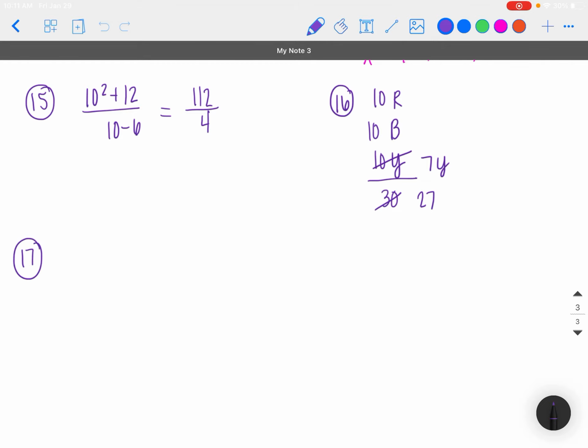17. Slope. Subtract your y's on top. So 1 minus negative 3. X's are on bottom. Negative 4 minus negative 6. That would be 4 over 2, which is 2.